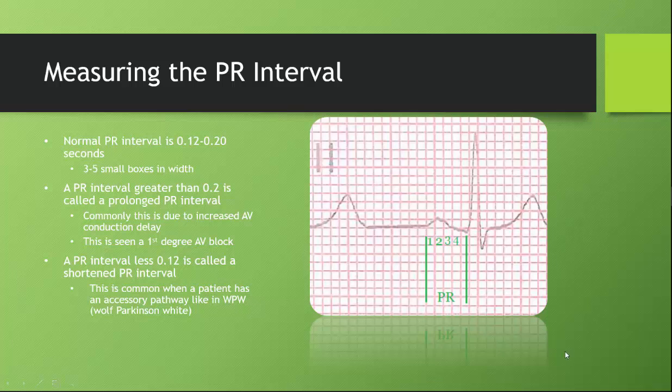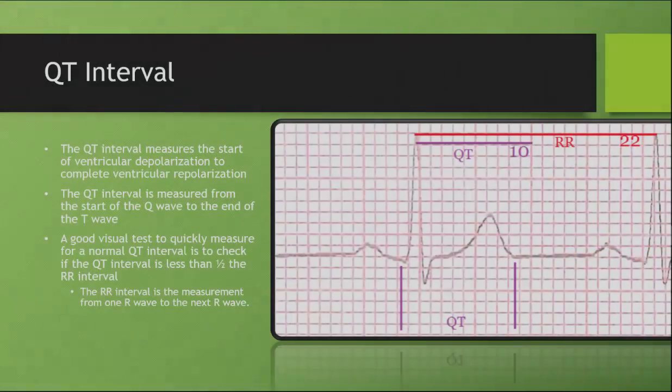You can see right here in this printout, it's 1, 2, 3, 4 boxes. So this is a normal PR interval. A PR interval greater than 0.2 seconds is called a prolonged PR interval. Commonly, this is due to an increased AV conduction delay, or this is seen as a first-degree AV block. And of course, a PR interval less than 0.12 seconds is called a shortened PR interval, and this is common in patients with Wolff-Parkinson-White disease.